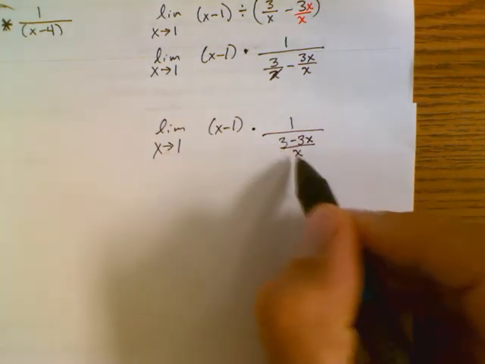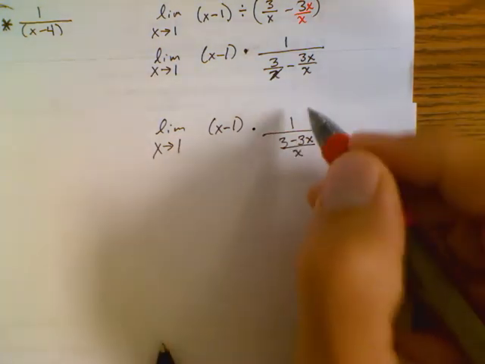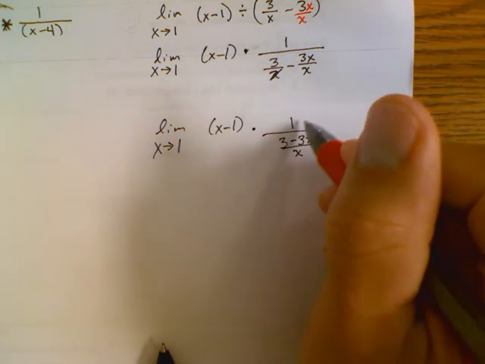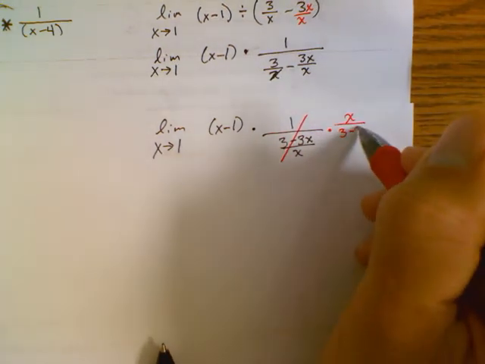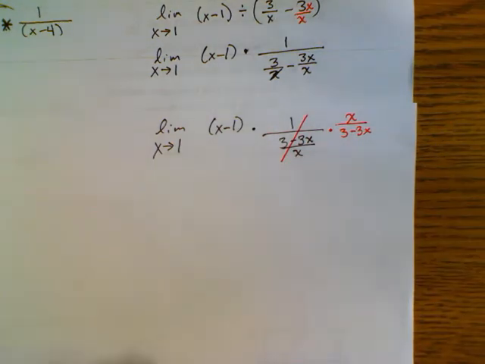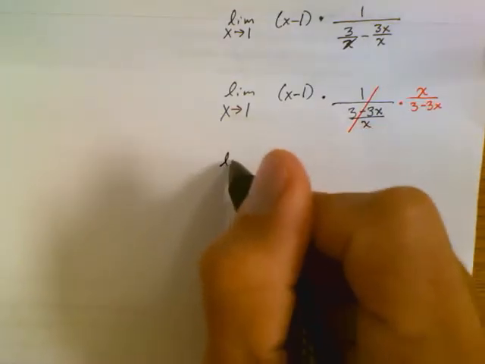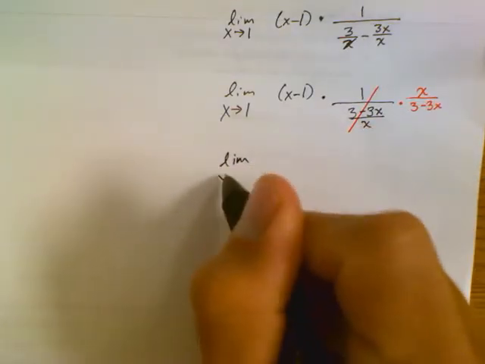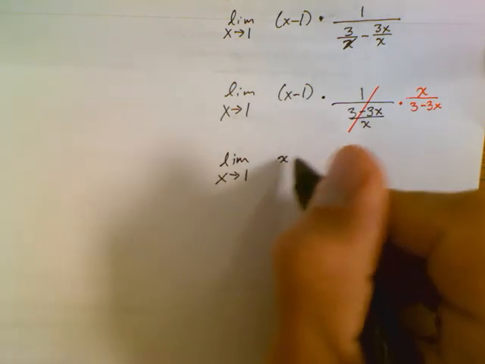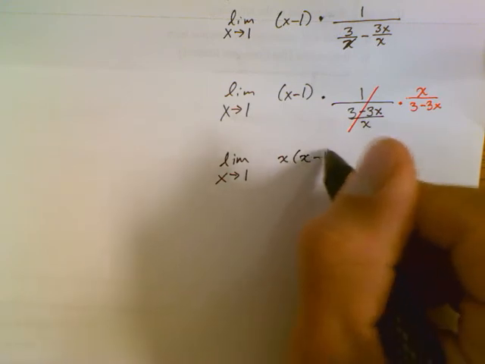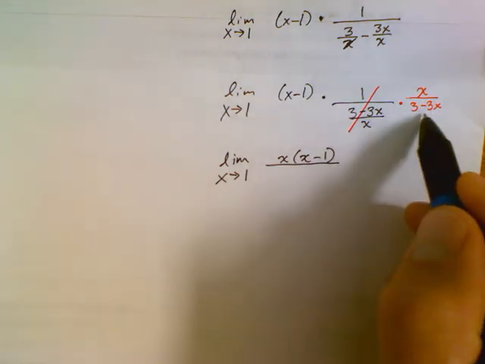Well, that's interesting. This is another fraction. So instead of rewriting it 1 times all this, it's 1 divided by that. So basically, just flip this fraction: x over 3 minus 3x. So then we'll have x minus 1, the limit as x approaches 1, and then we have x times x minus 1 on top. I put that x in front. And then I have 3 minus 3x.